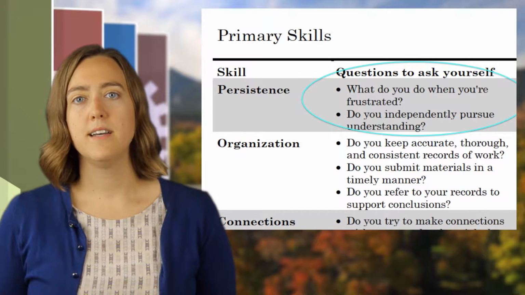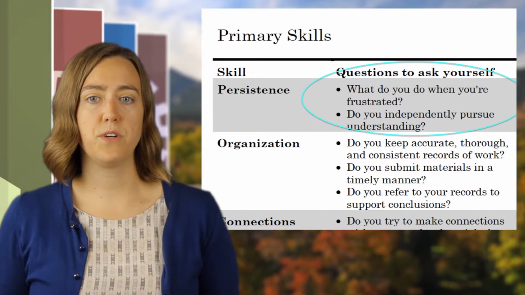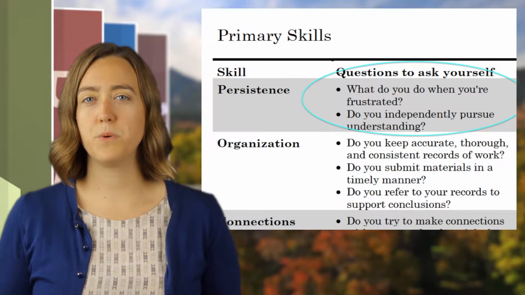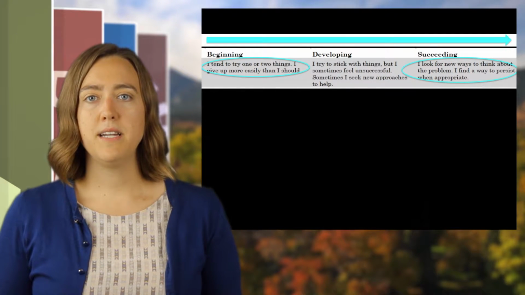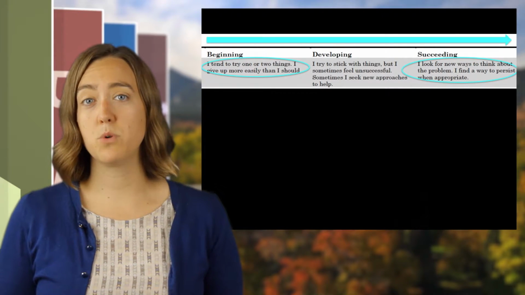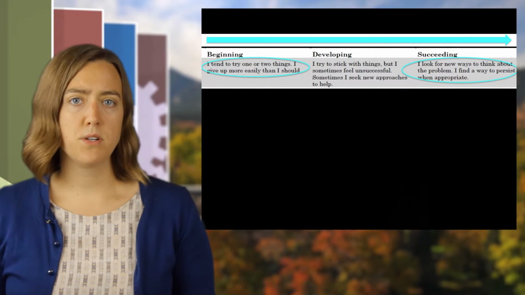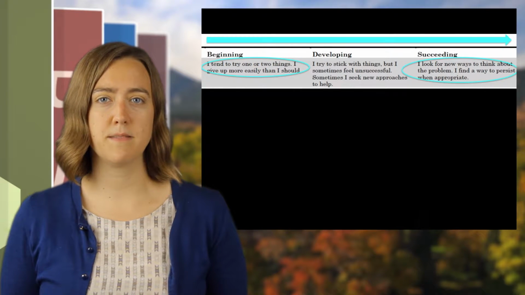So now let's zoom in on two particular elements of the rubric: mental resourcefulness and persistence. And so let's start out with persistence. We see that the tool actually has some questions we can ask ourselves about persistence. First, what do you do when you feel frustrated, and do you independently pursue understanding? And then there's a scale from beginning to succeeding, and you might place yourself at the beginning part of the scale if you say that I tend to try one or two things and I give up more easily than I should. Whereas you might be more at the succeeding level if you look for new ways to think about the problem and find ways to persist.